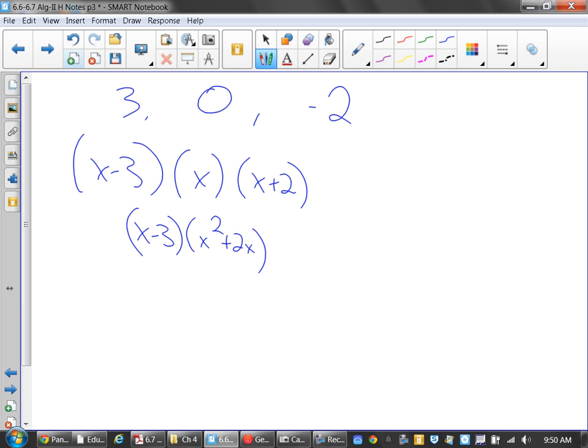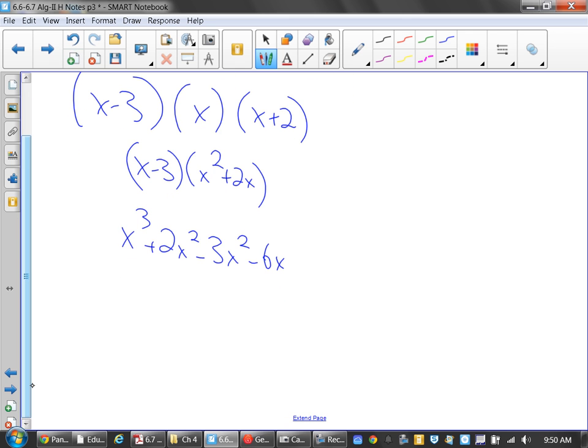So for shortcut wise, can I write this and then just FOIL? Will that work? So we have x cubed. And there's your function. You wrote out the polynomial function with the given 3 zeros. So that's it? That's it. We just have to find it out.